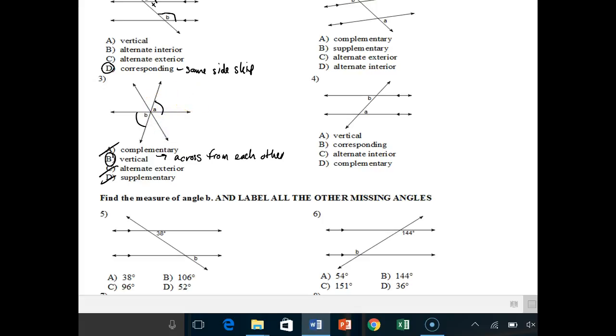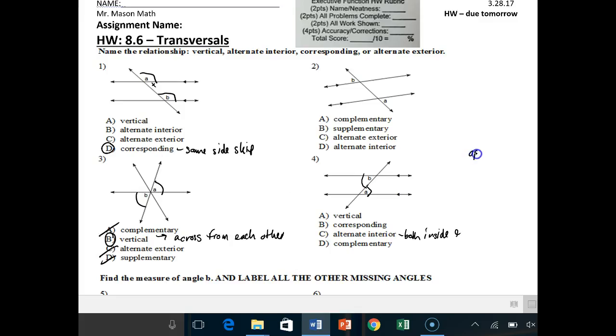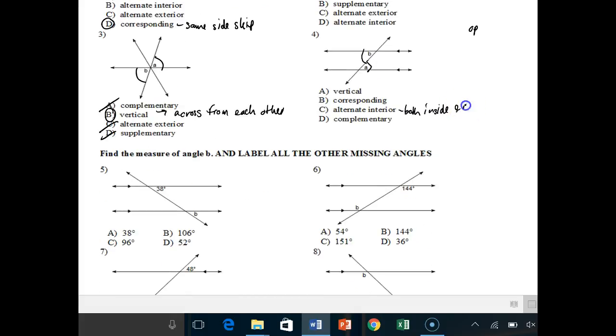Right? Number four, you would be tempted to write vertical because again, they're across from it. But notice they're both inside and opposite, both inside and opposite. Sorry. And so that's why you have alternate interior relationship.